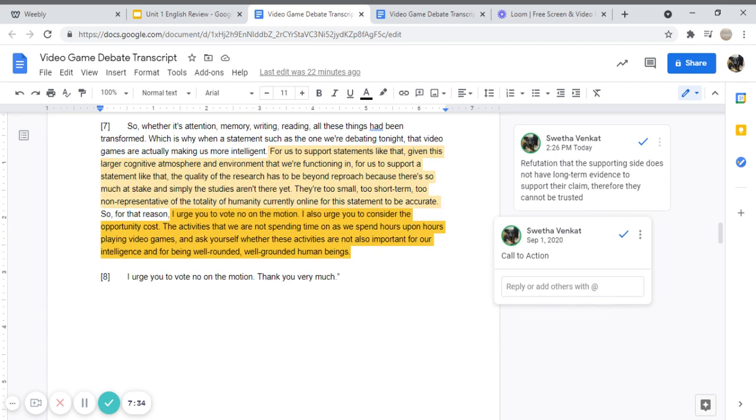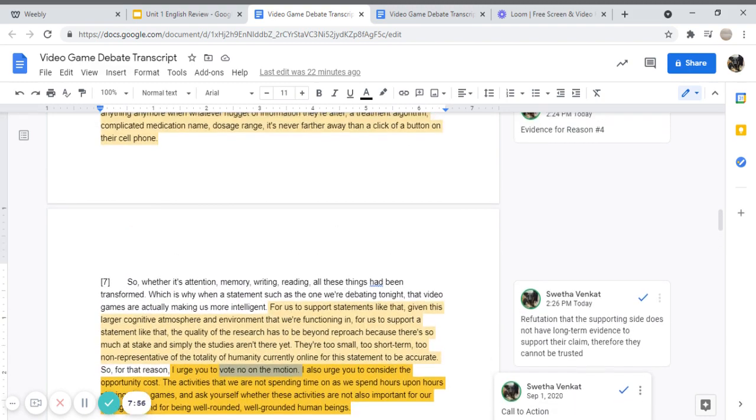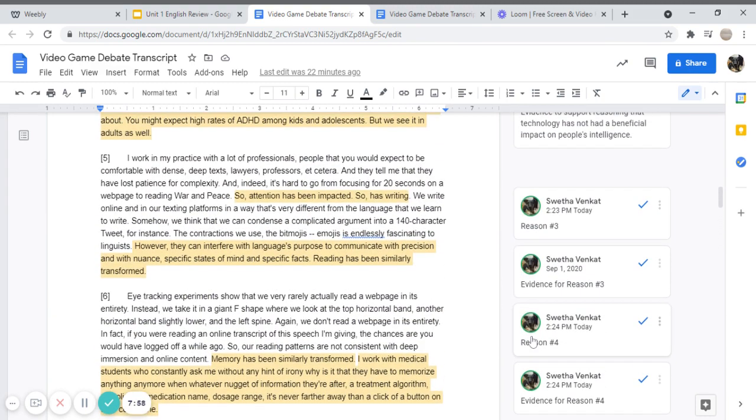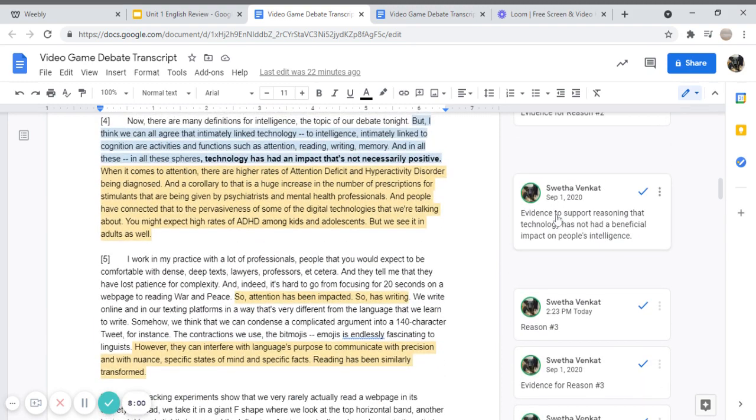And so lastly, the speaker uses a call to action to vote no on the motion, saying that video games do not make us smarter and that there are many costs and things that alter our behavior and our mental capacity and capability and are negatively impacting us in society in many different ways, as mentioned in all of the reasons and given evidence.